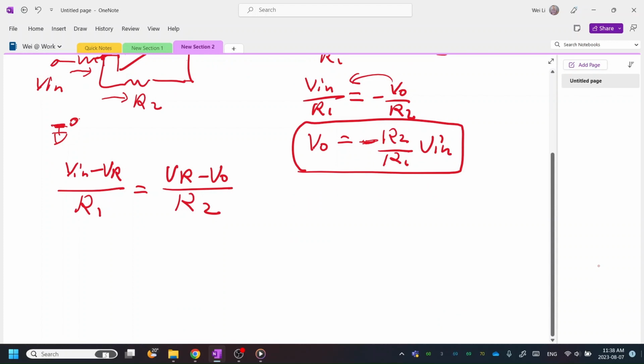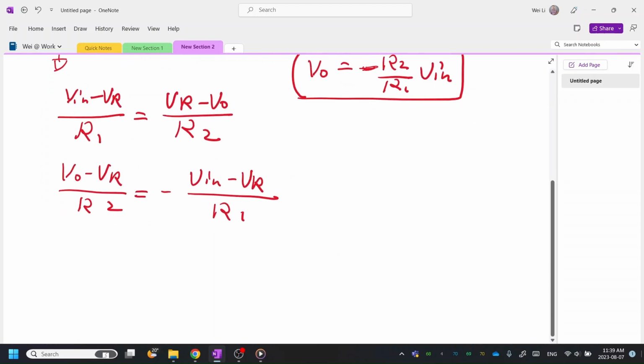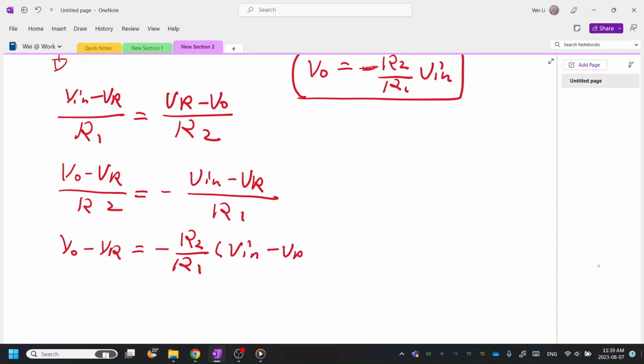Same idea, we can rearrange these equations. Let's move the V out to the other side. V out minus VR, divided by R2, equals minus V in minus VR, divided by R1. So V out minus VR equals minus R2/R1 times V in minus VR.